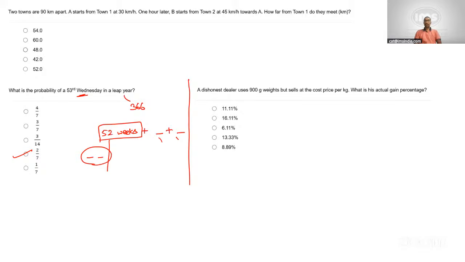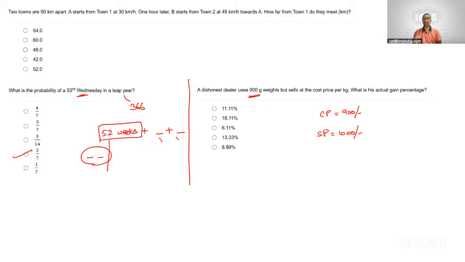Coming to the next one. A dishonest dealer uses 900-gram weights but sells at the cost price per kg. What is his actual gain percentage? So assuming 1 gram is 1 rupee or something like that. Now, to use 900 grams, the dealer's cost price is only 900 rupees because 1 rupee per gram. But for the selling price, people will think it is 1 kg. People do not know that this dealer is using 900 grams. So selling price is 1000 rupees.